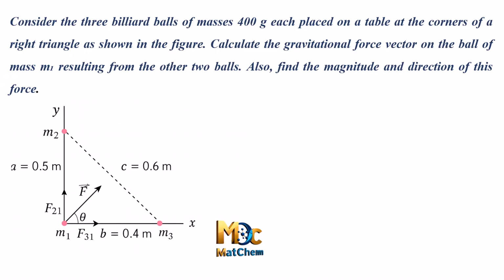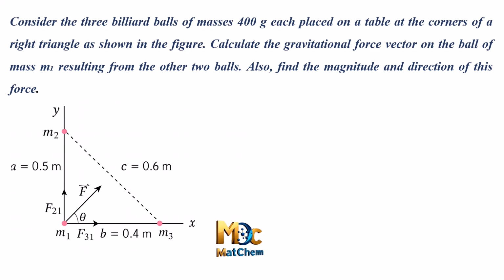In this particular video, we will be discussing a question from the chapter Gravity that belongs to class 11 Physics. The given question is: consider three billiard balls of masses 400 gram each placed on a table at the corners of a right angle triangle as shown in the figure. Calculate the gravitational force vector on the ball of mass m1 resulting from the other two balls. Also find the magnitude and direction of this force.